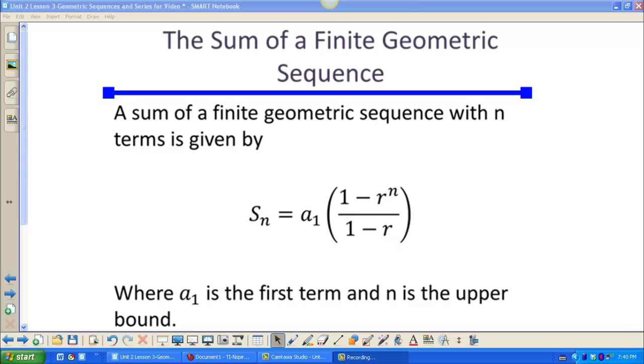And welcome to Geometric Sequences, Part 2. And let's discuss the sum of a finite geometric sequence.